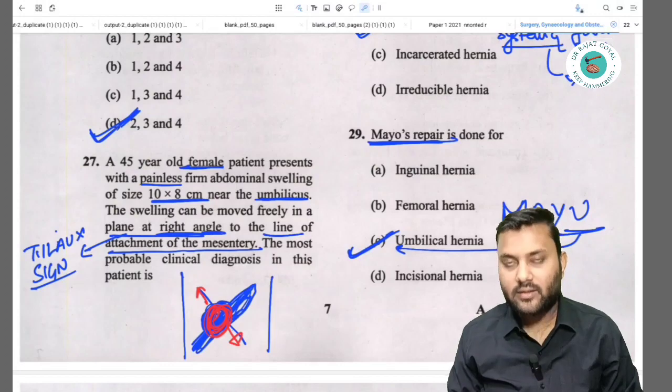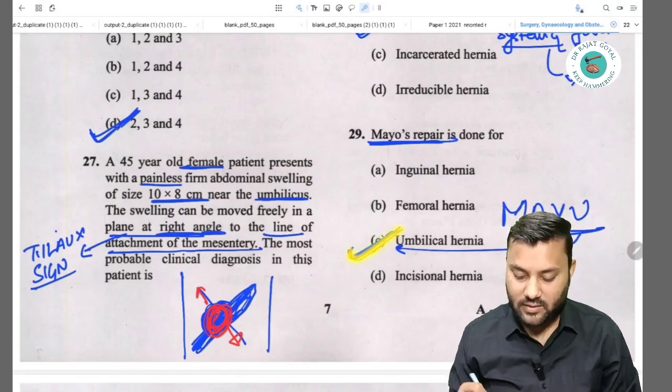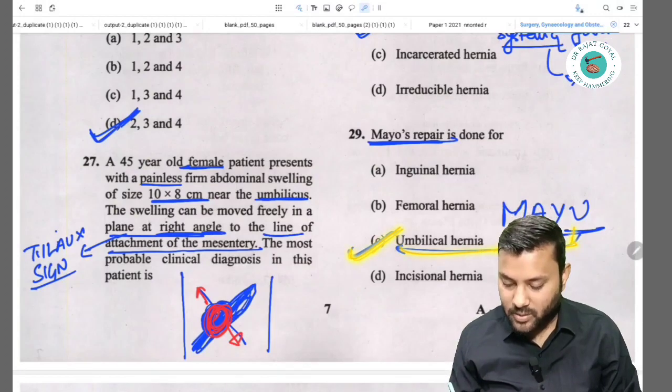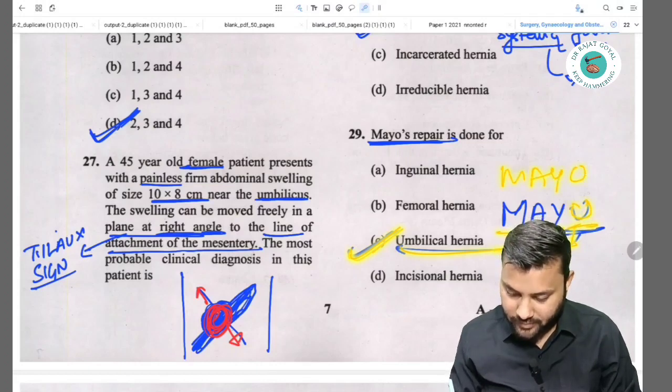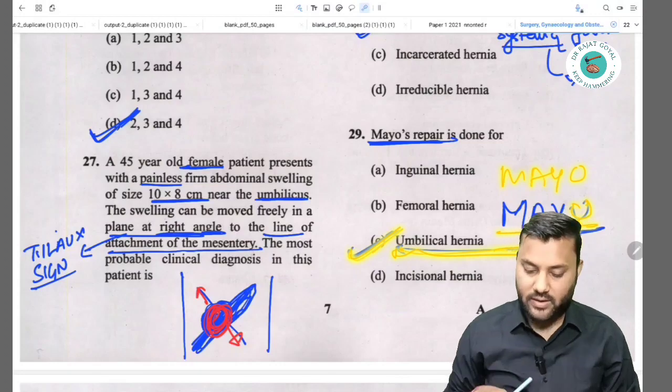Mayo's repair is done in the case of, this is a direct question, the umbilical hernia. So we can remember it by Mayo, and it is for the umbilical hernia.